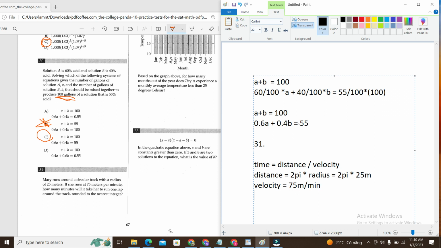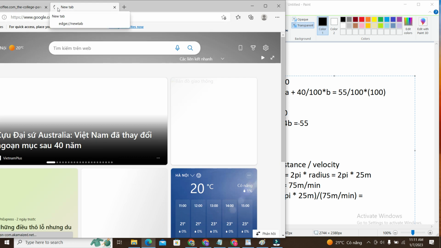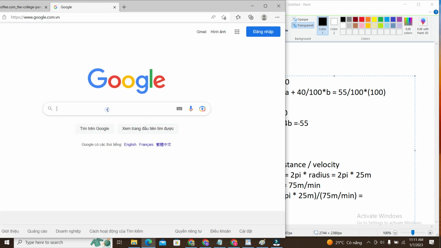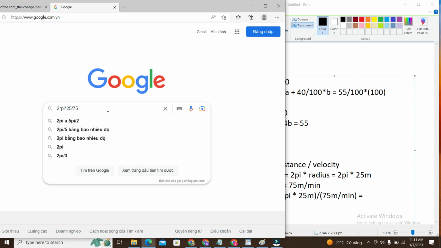So you can calculate time. Time is going to be distance, 2 pi times 25 meters, divided by 75 meters per minute. So that's going to leave just minutes, right? So 2 pi times 25 divided by 75.